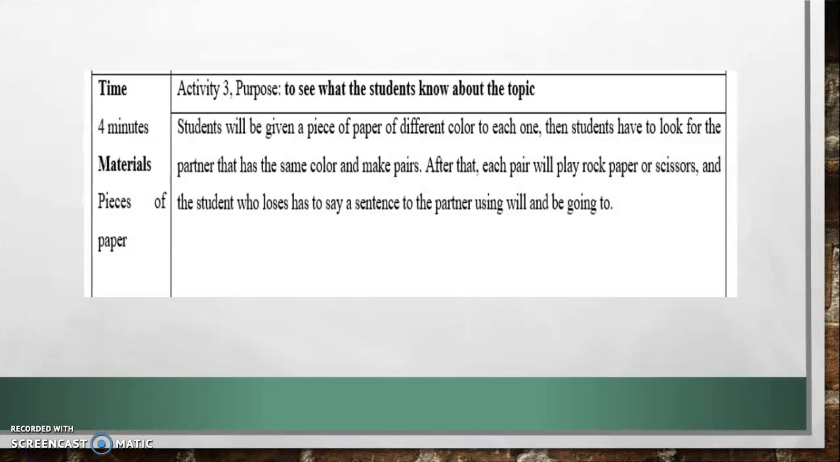The last activity for this practice, the purpose is to see what the students know about the topic, and this is a free activity. Students will be given a piece of paper of a different color each. Then students have to look for the partner that has the same color and make pairs. After that, each pair will play rock, paper, scissors, and the student who loses has to say a sentence to the partner using will and be going to.